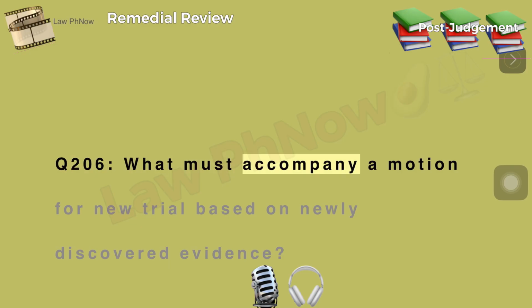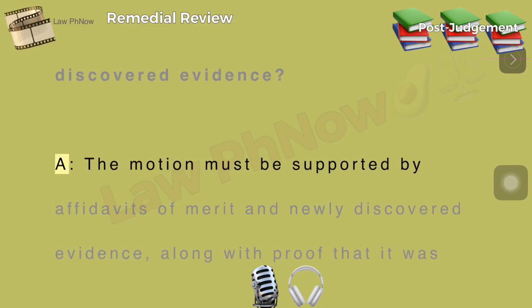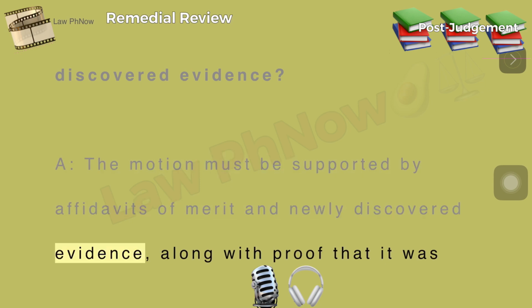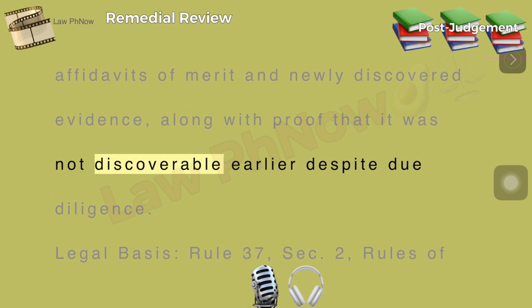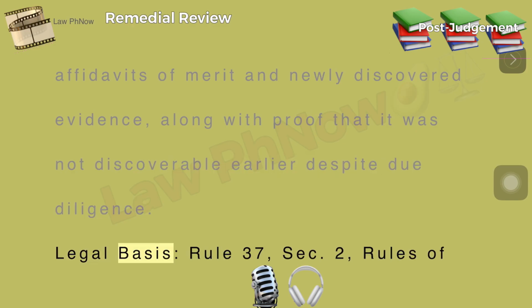Q206. What must accompany a motion for new trial based on newly discovered evidence? A. The motion must be supported by affidavits of merit and newly discovered evidence, along with proof that it was not discoverable earlier despite due diligence. Legal basis, Rule 37, Section 2, Rules of Court.